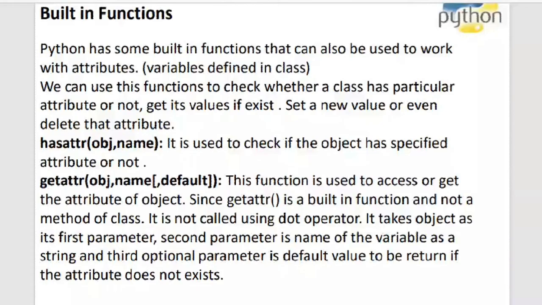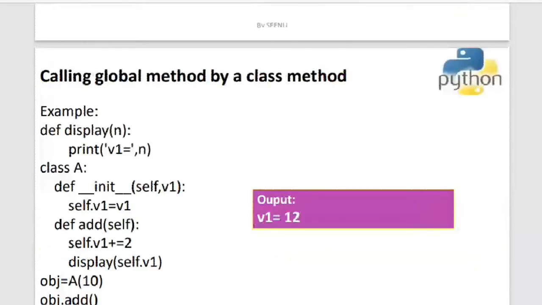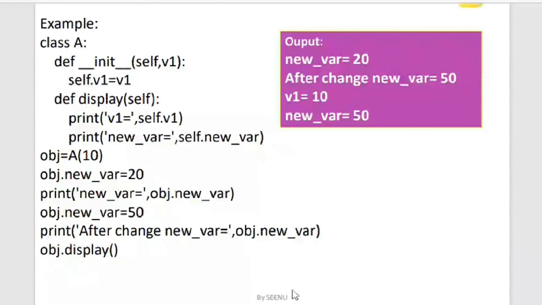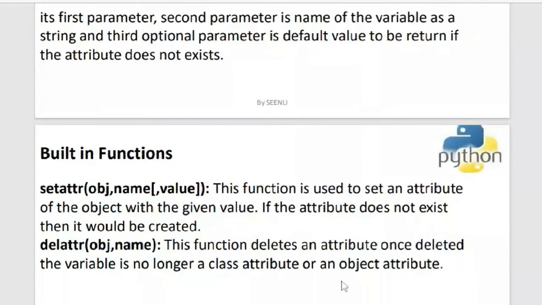In yesterday's class, we looked into the concept of classes and objects, and we saw how to add variables dynamically at runtime into a class. And also we have seen the concept of built-in functions. So we have hasattr and getattr, and also setattr and delattr. So these are the built-in functions.